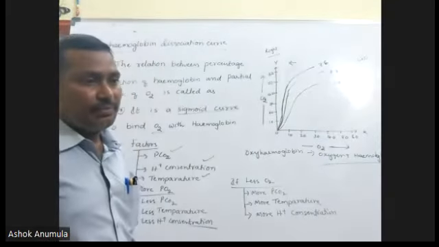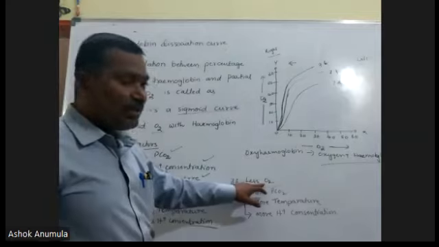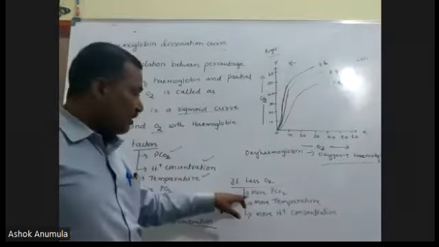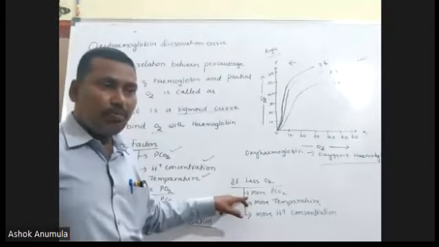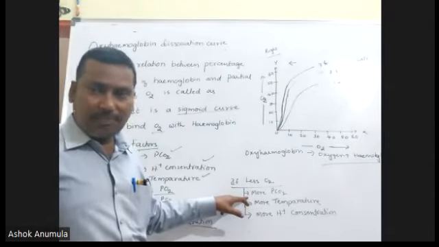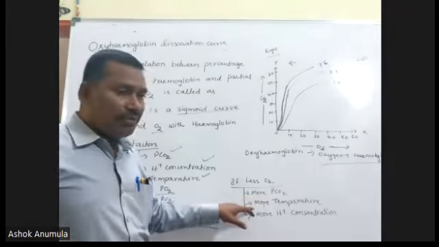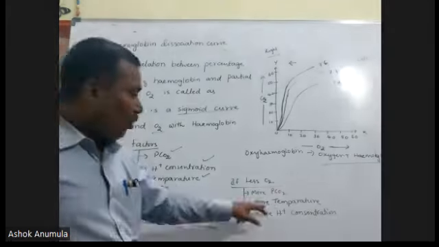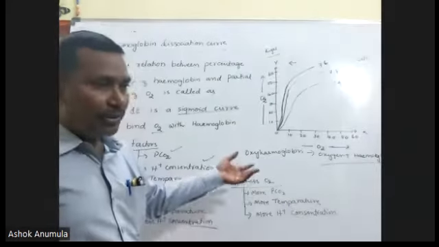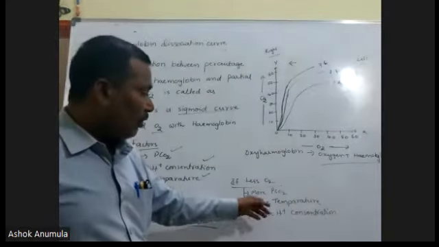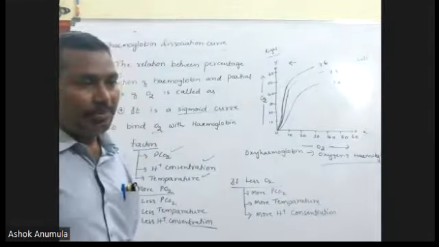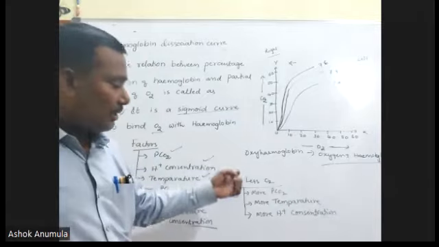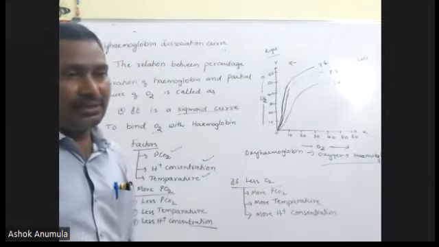Right side. If less O2 is present, definitely there must be more carbon dioxide, more partial pressure of carbon dioxide. If more partial pressure of carbon dioxide is present, definitely more temperature is present. If more temperature is present, definitely more hydrogen ion concentration is present. If more PCO2 is present, it must be more temperature and more hydrogen ion concentration.